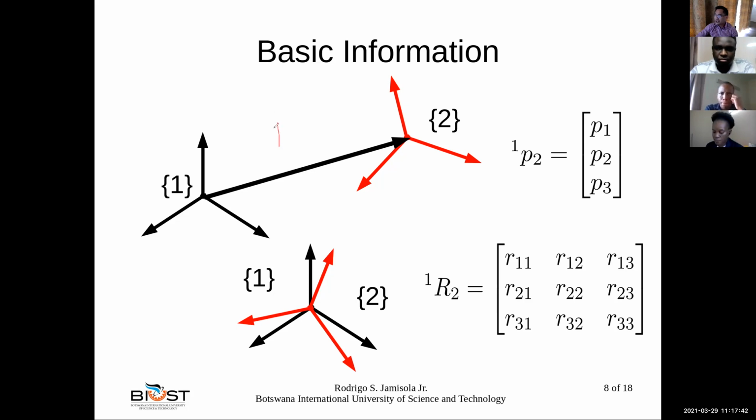Okay, there is this p, which is the position of frame 2 with respect to frame 1. That p is expressed in terms of 3 components, p1, p2, and p3. What does it mean? Well, when we are talking about the position of the frame, we are talking about this point, the origin, with respect to the x, y, and z of the base frame.